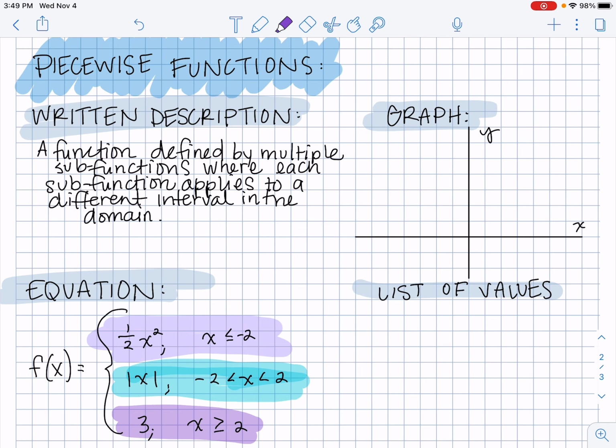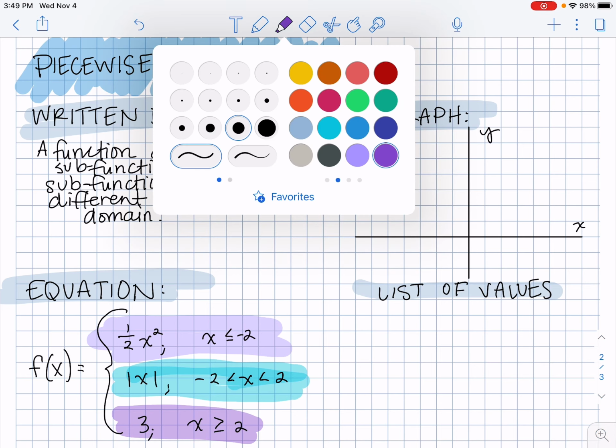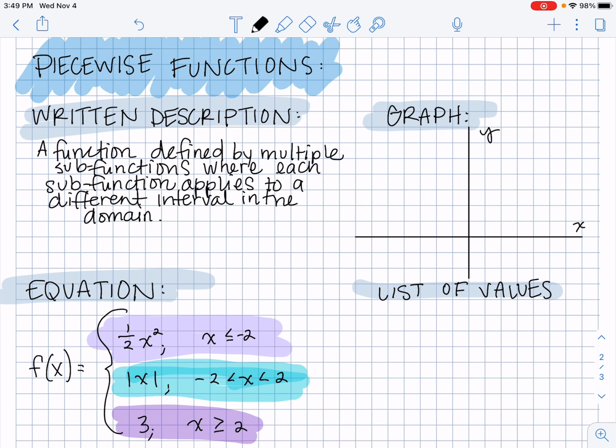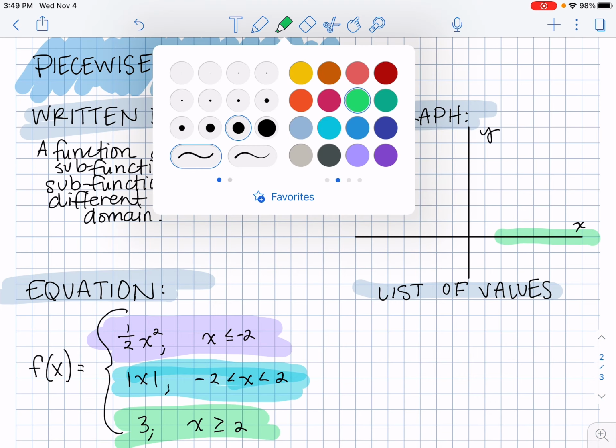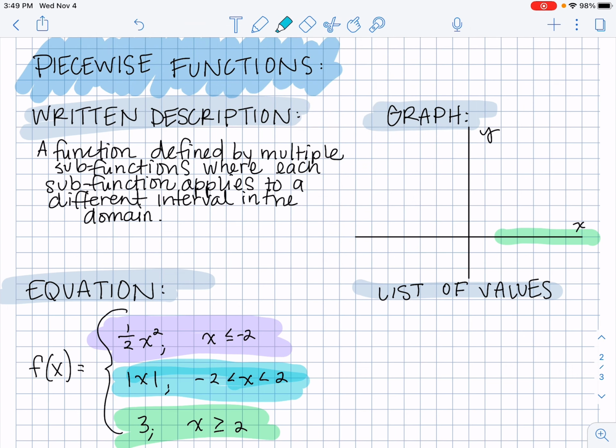It's up to us. I'm going to change this. Those two purples are too close for me, so I'm going to change this one to green. Then we'll really be able to tell the difference. And if you want, you can certainly highlight your areas of the domain if that's helpful for you before you get started, so you know what you're supposed to be graphing. We can always color code if that makes things easier.